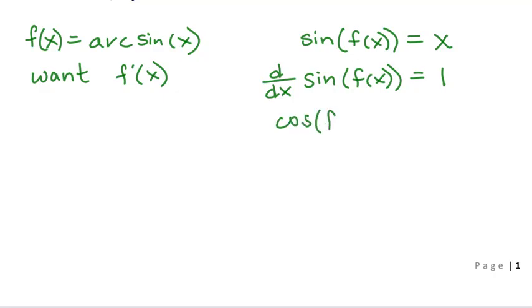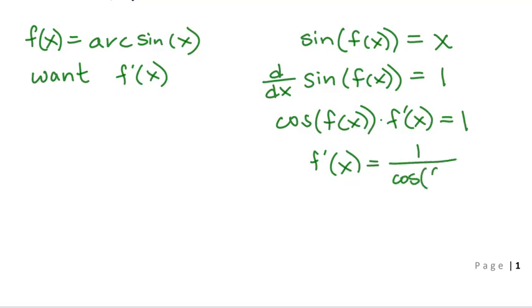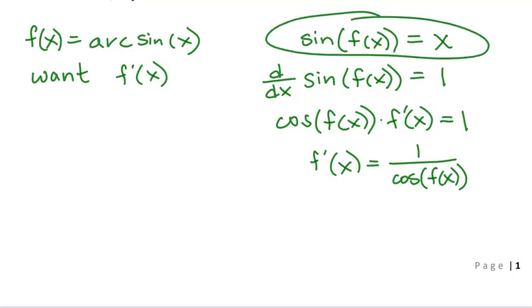The derivative of sine is cosine. I leave f of x alone, but then I chain out the derivative of x. So this time I'm getting f prime of x is equal to 1 over cosine of f of x. And this one is a little bit trickier than the last one to simplify, because I know that sine of f of x equals x, but I don't immediately know what cosine of f of x equals.